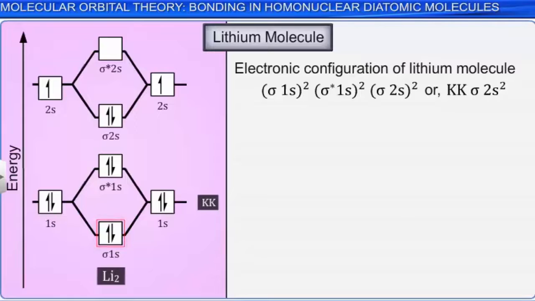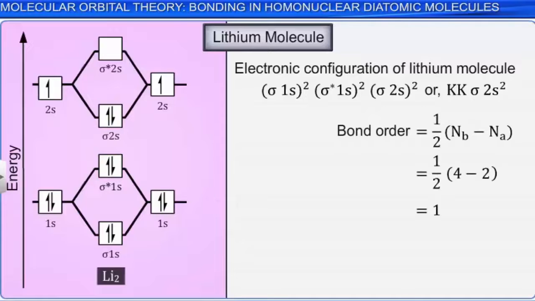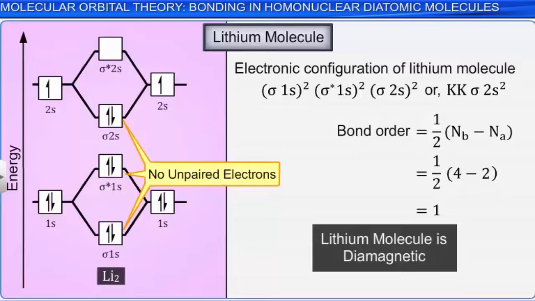As lithium has 4 electrons in its bonding molecular orbital and 2 electrons in the antibonding molecular orbital, the bond order of lithium is calculated to be half of 4 minus 2, which is equal to 1. From the bond order, it is clear that lithium is a stable molecule, and as no unpaired electron is present in its molecular orbitals, it is diamagnetic in nature. This diamagnetic lithium molecule is found to exist in the vapor state.